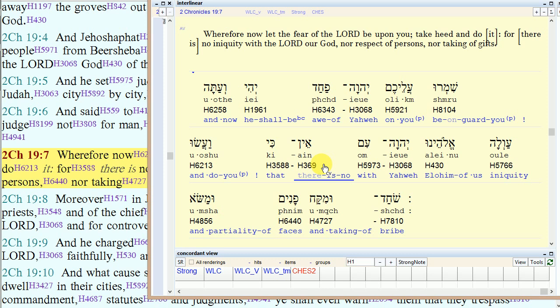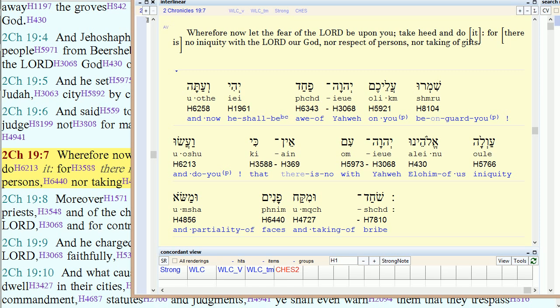So it's telling you that outside, iniquity, impartiality, respecter of persons, and taking of gifts, all of those things exist in the world, but not within Yahweh. It's clearer when you read it this way, because the no is directed toward God, as opposed to no iniquity.